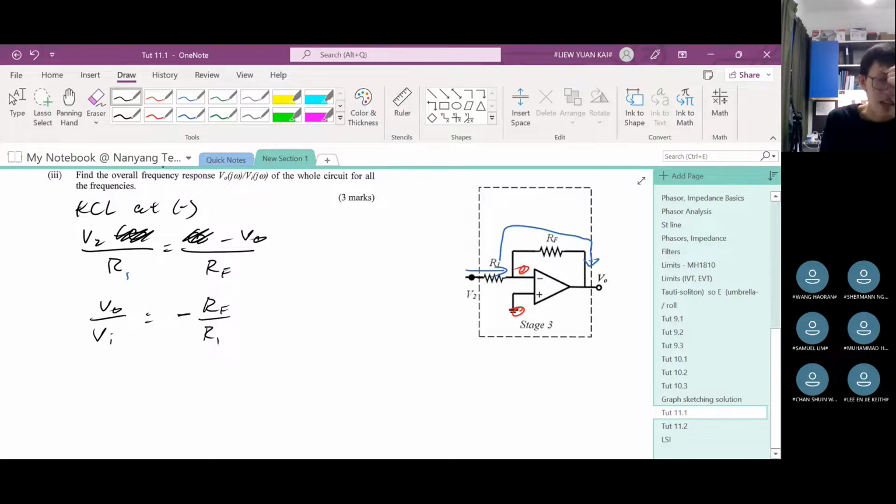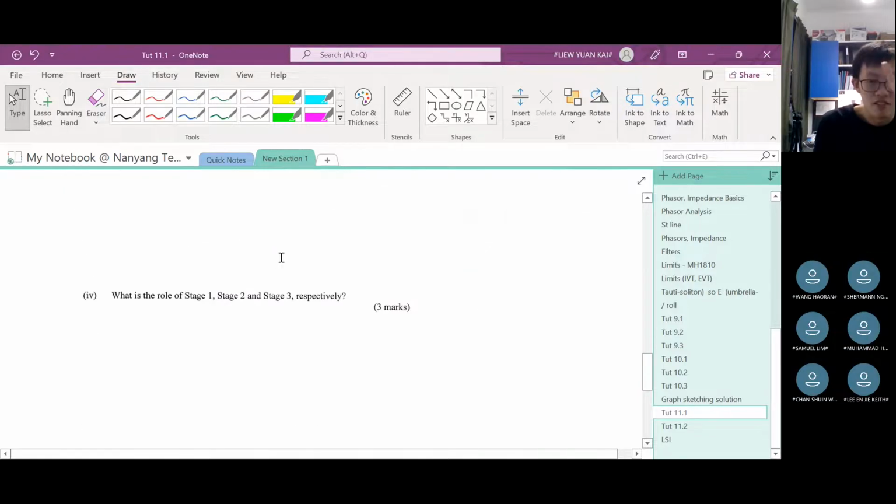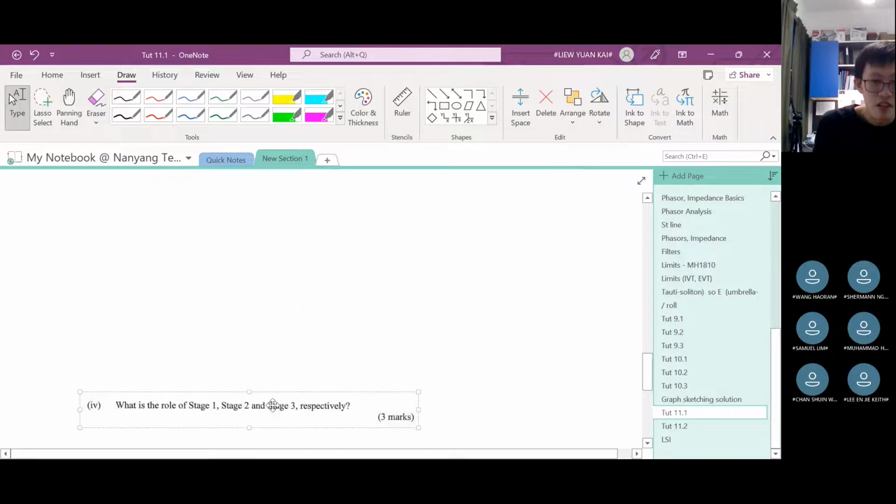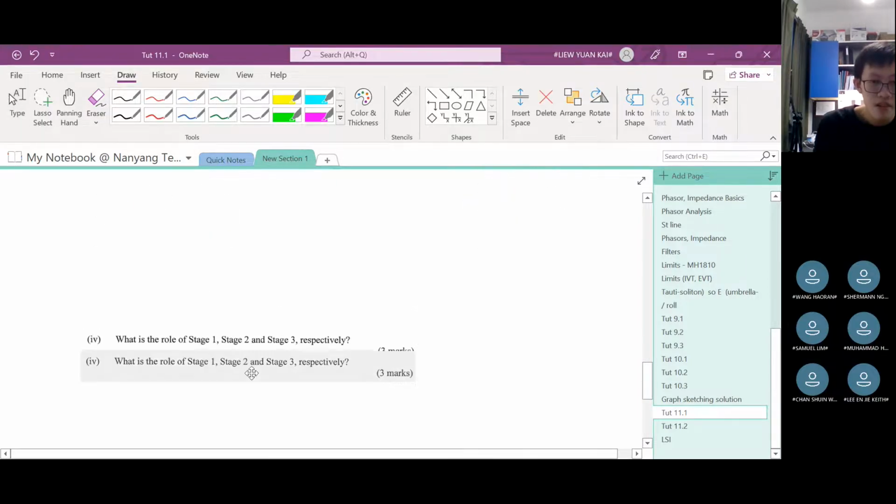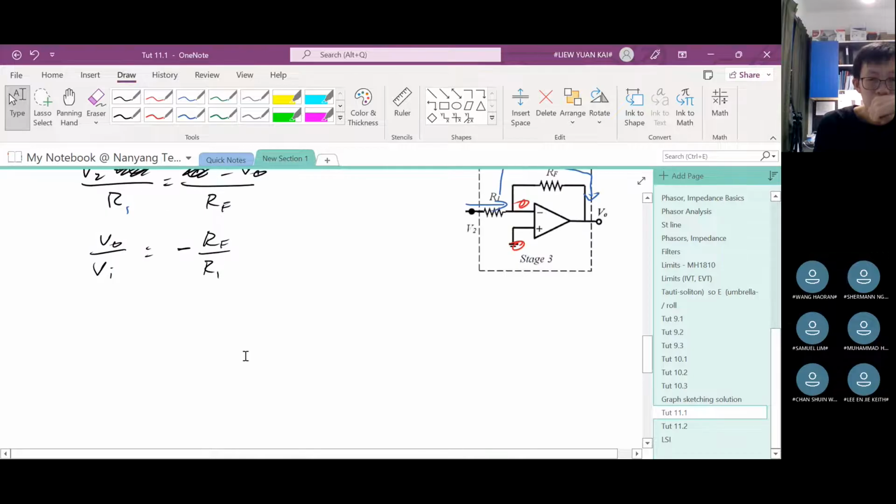Okay, so now we can look at the frequency response of the entire assembly of the op amp. Stage 1, stage 2, stage 3, all combined. What is the frequency response of this whole assembly? So how do we do that? We want V out over V in, correct?